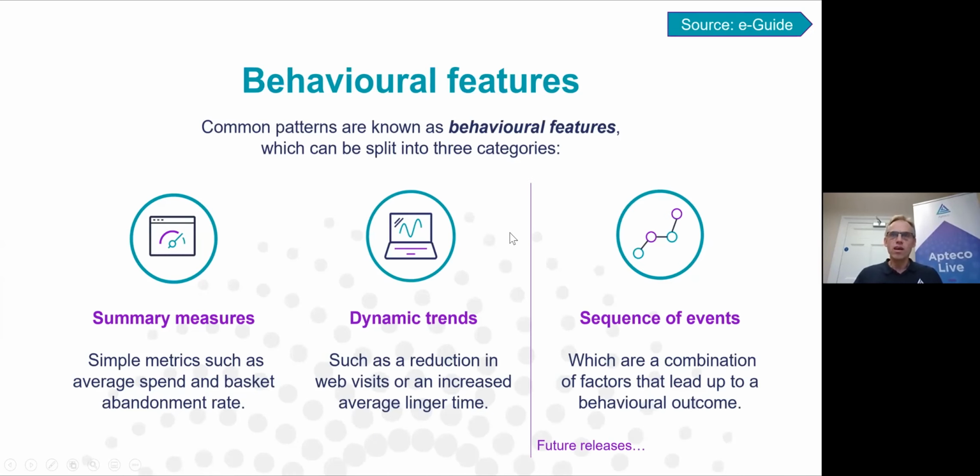The e-guide, which is, as I say, available on the conference portal, describes different types of features. The main focus we'll look at today are the summary RFV features and how these can be turned into dynamic trends, looking at change over time. And something for a future release will be a focus more on perhaps the sequence of events and how these can be taken as clues to people's behaviour.